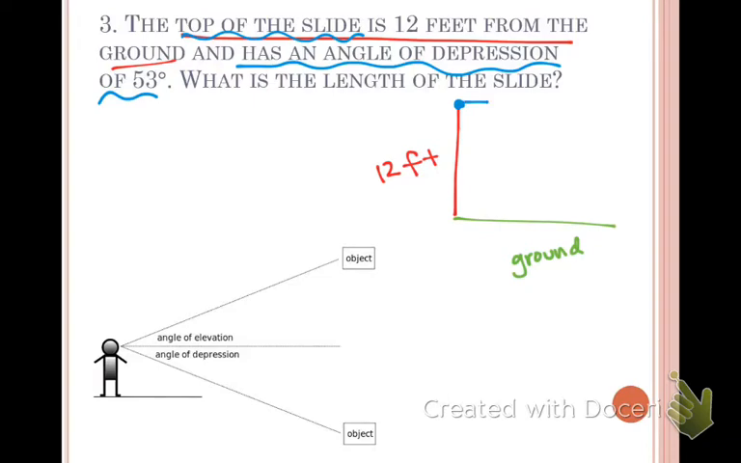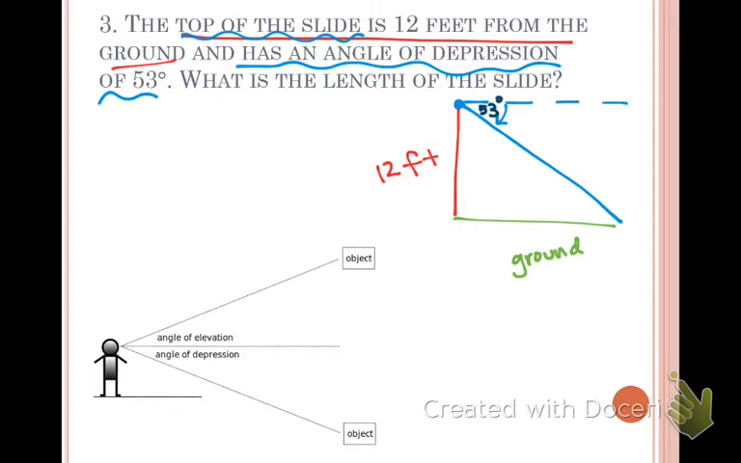So what you're going to have to do is draw an imaginary one. And draw an angle that goes downward. So this would be an angle of depression, 43 degrees.